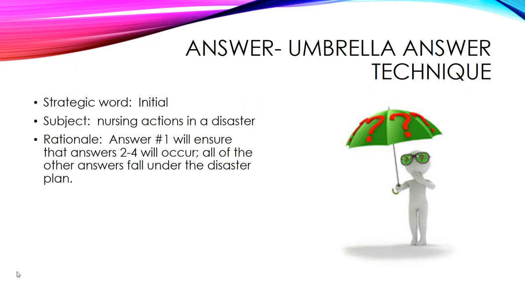Again, our strategic word was initial. The subject of this question is, we need to know what you do in a mass casualty incident or disaster situation. And again, all the answers were correct. They're all things that will happen in a disaster plan. But the best way to determine that is using that umbrella technique. Notifying the supervisor to activate that disaster plan puts all those other answers into place.